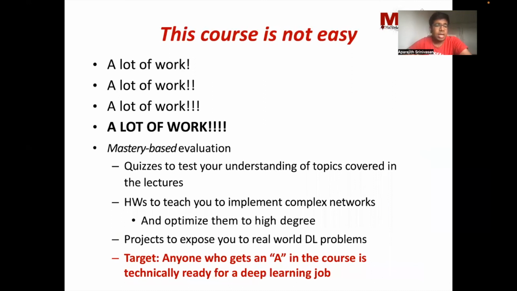Our evaluation is mastery based because quizzes help you understand the topics covered in the lectures. Homeworks teach you to implement complex networks and optimize them to get high performance. And projects help you get exposed to real world problems. So the target is that anyone who gets an A in this course is ready for a deep learning job.